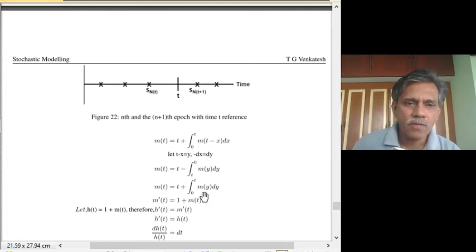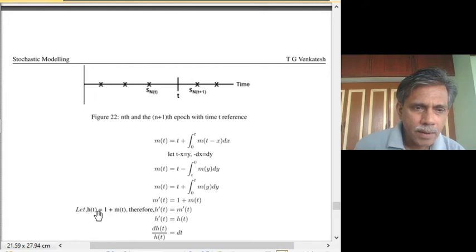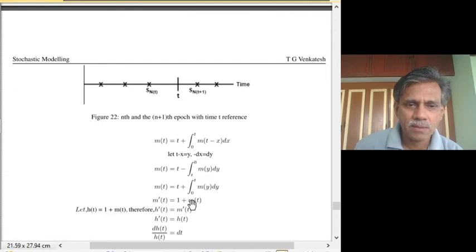Now we will differentiate this. We will get m dash of t is equal to 1 plus m of t. If you differentiate with respect to t, it becomes the integrand evaluated at the upper limit, because the lower limit is 0. Incidentally, m of 0 is also 0. Therefore it simply becomes m of y evaluated at t, that is m of t. So this is the differential equation we get.